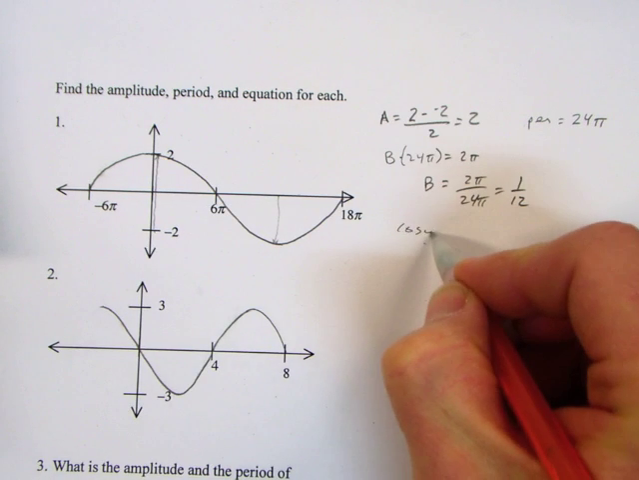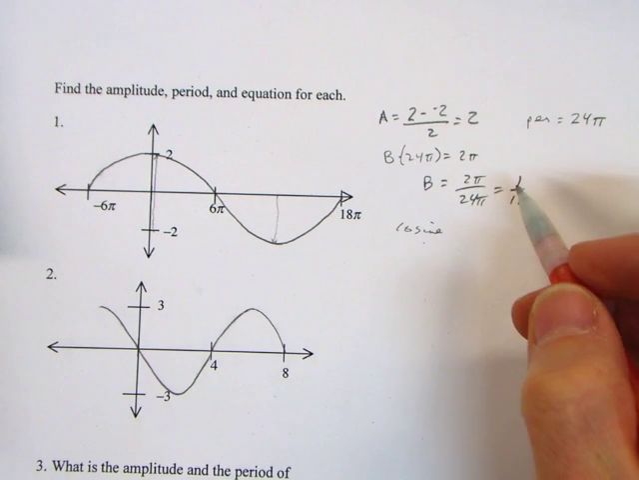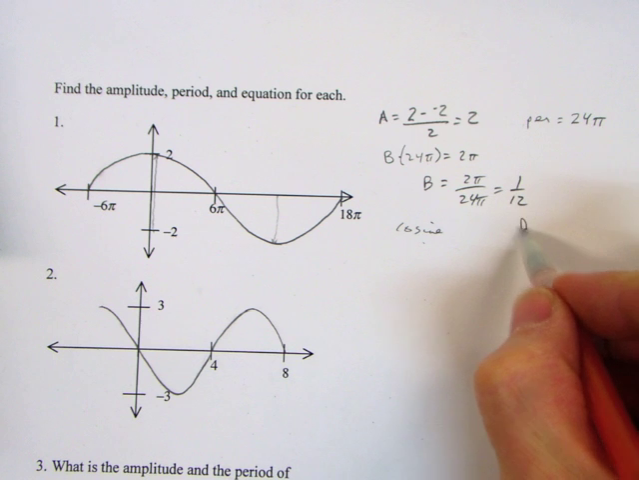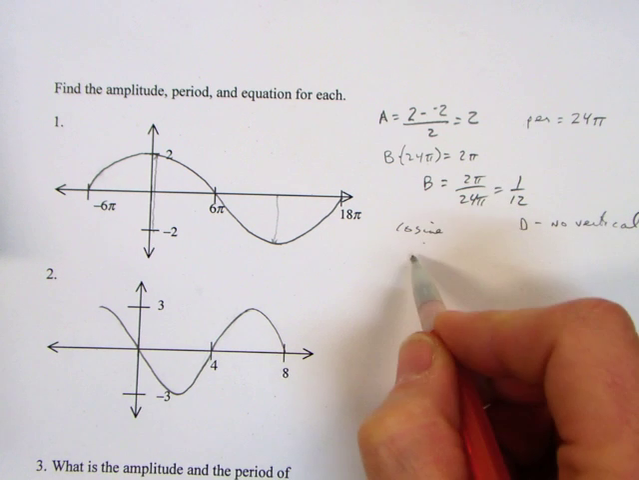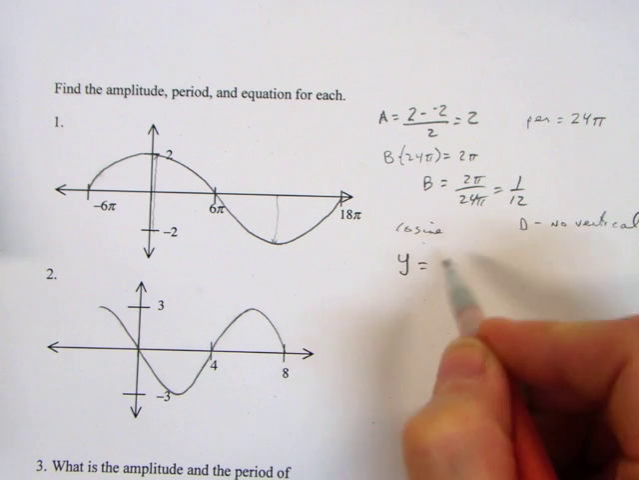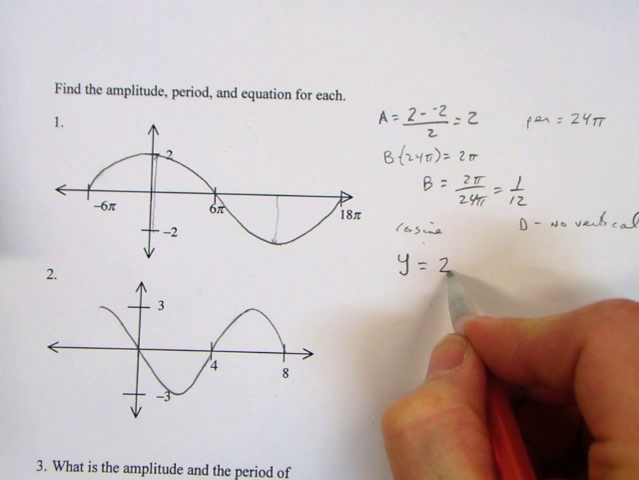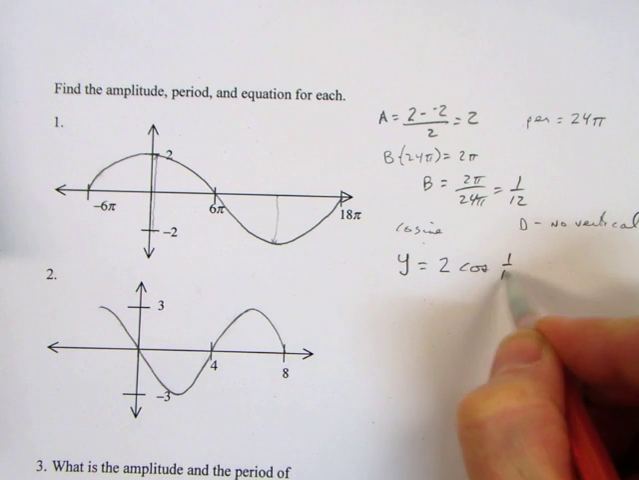And there is no vertical shift. So we can just plug in the information. We have y equals, our coefficient is 2, cosine of 1 over 12x. Let's take a look at the next one.